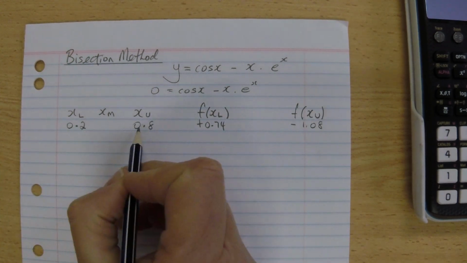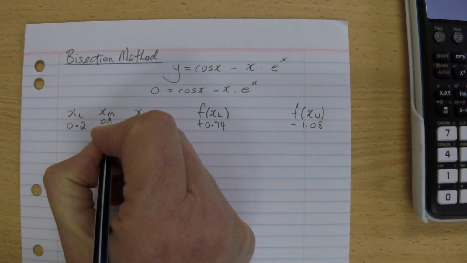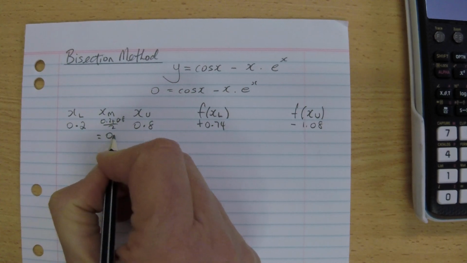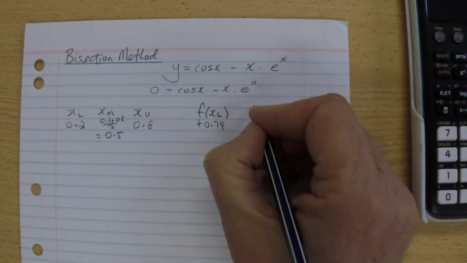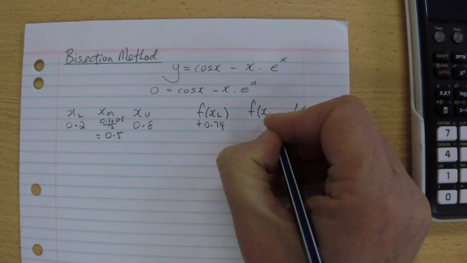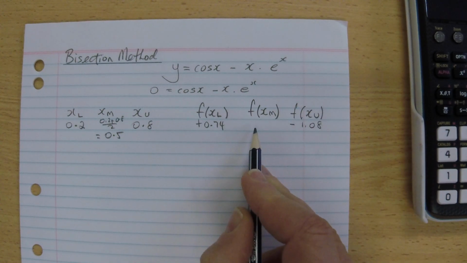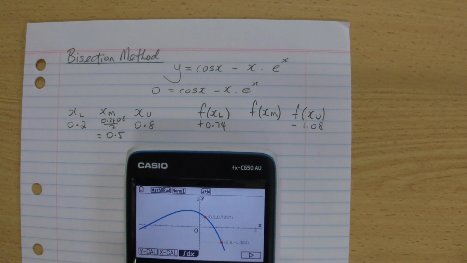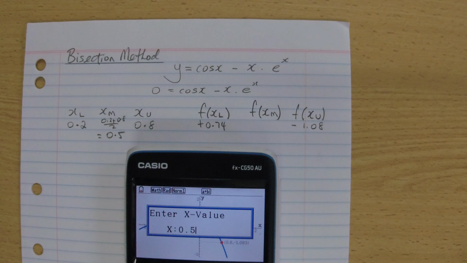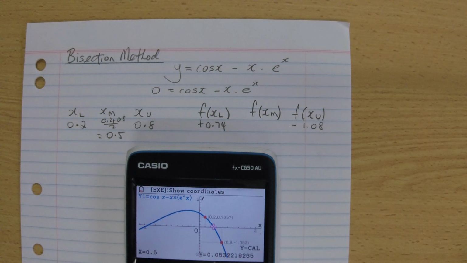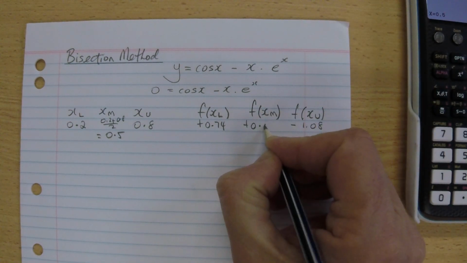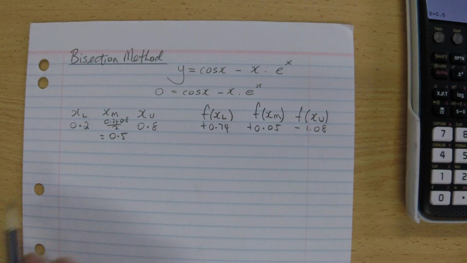So this plus this would be, well, here we go, 0.2 plus 0.8 divided by 2. That's going to give me a midpoint of 0.5. And you guessed it, I'm going to calculate the function value at the midpoint to see whether it is positive or negative. Again, I could type it into the calculator, but here I go, 0.5. And I've got a very small but positive value. The function there, positive 0.05.